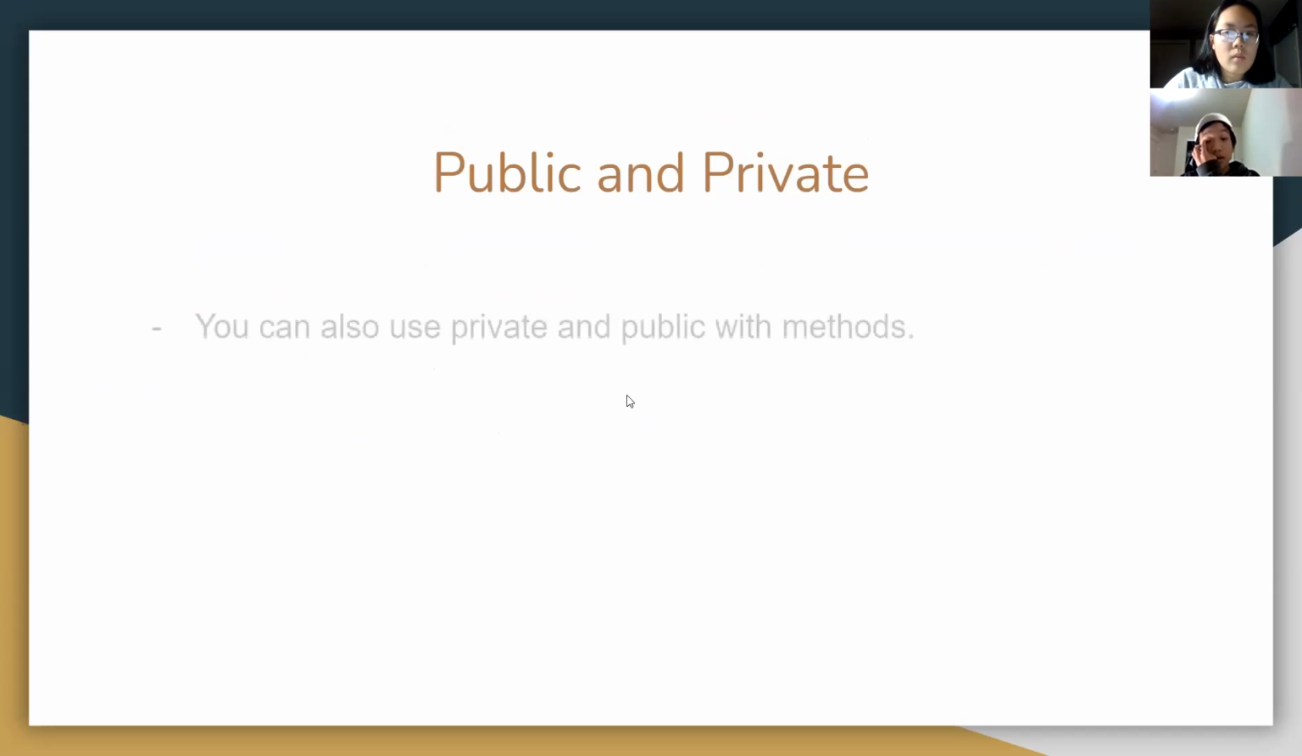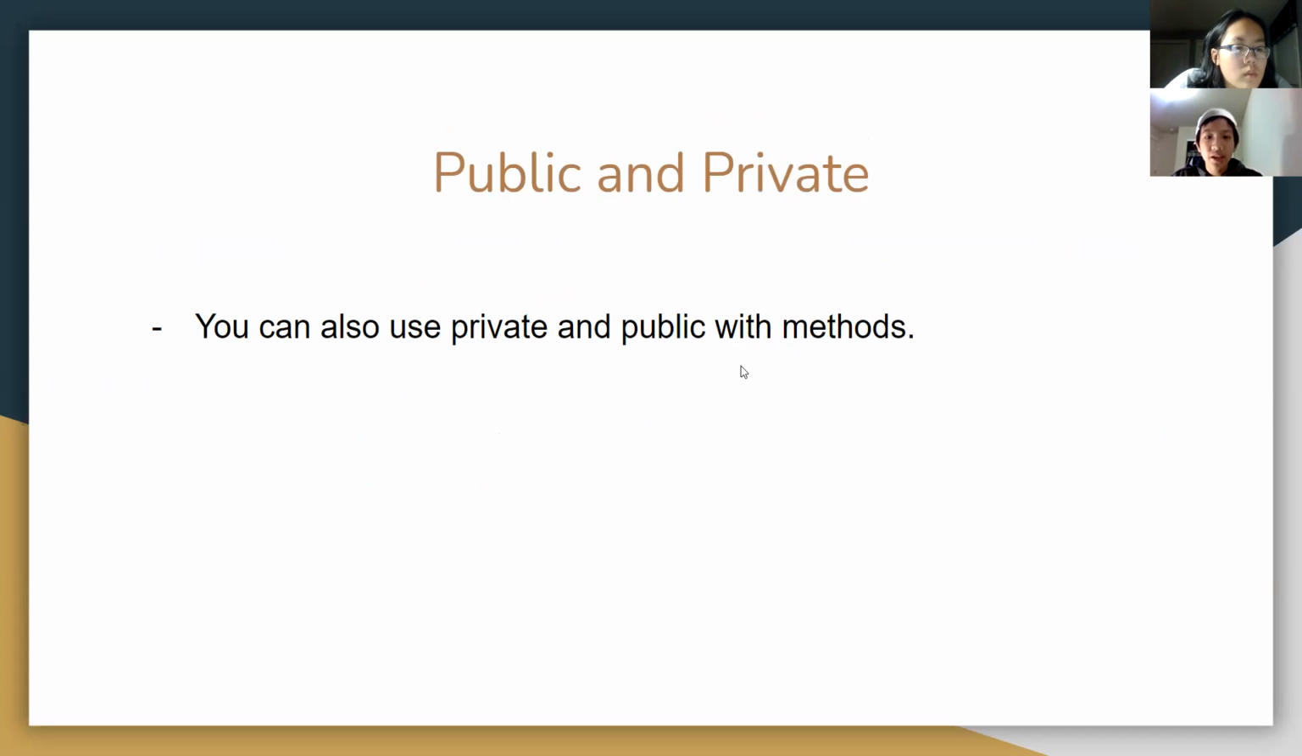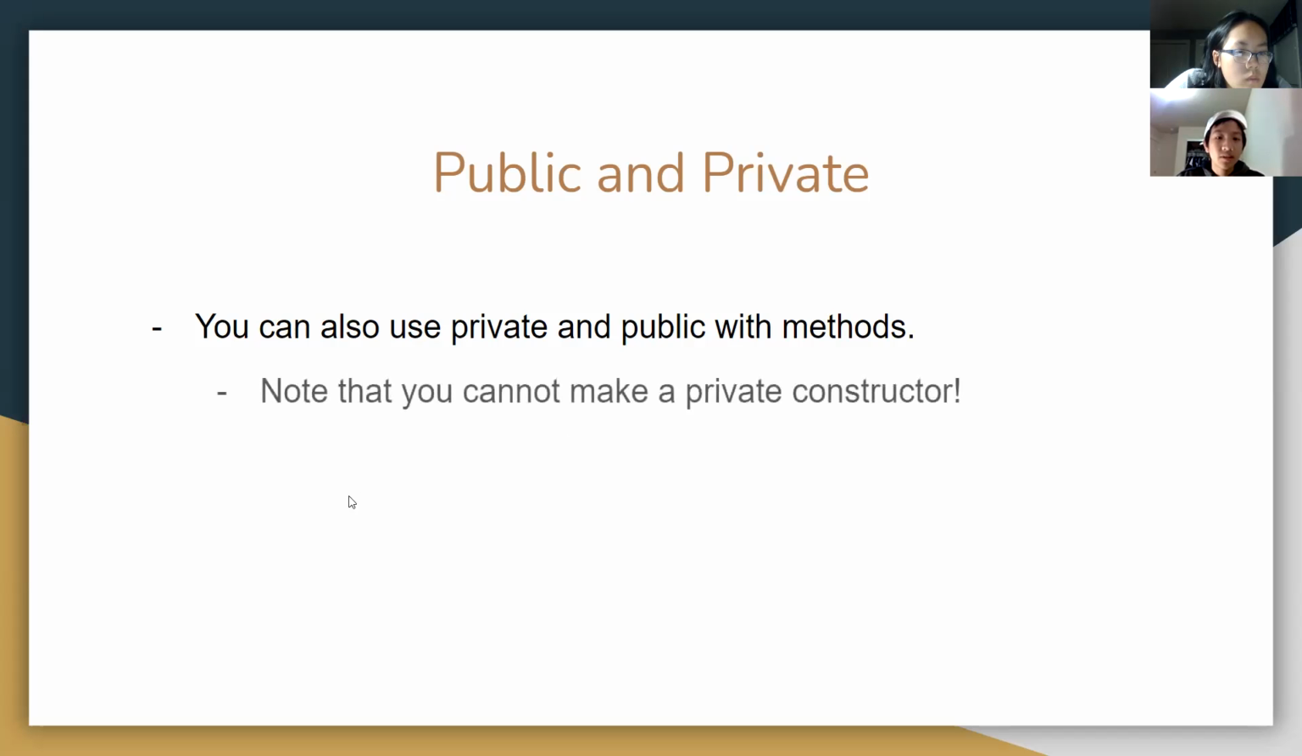A little bit more on public and private. Just like with variables, you can use public and private with methods or functions, static methods, instance methods, whatever. And the same rules apply. This is important: you cannot make a private constructor. The only thing that a constructor has is that it's public, and then you have its name, and then parameters, which are optional. There's no return type, and it can't be private.